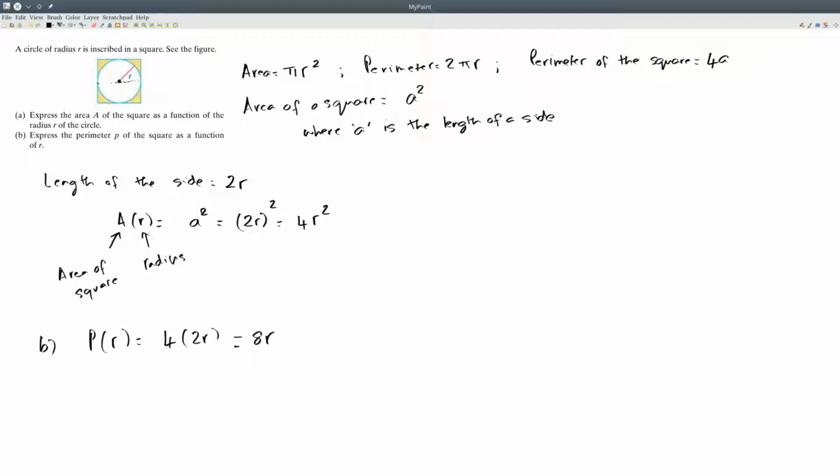So the area as a function of radius is 4r squared, and the perimeter as a function of radius is 8r. Keep in mind that this area and the perimeter are for the square and not of the circle.